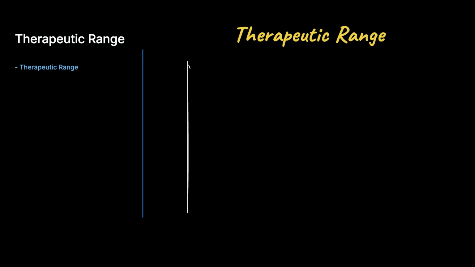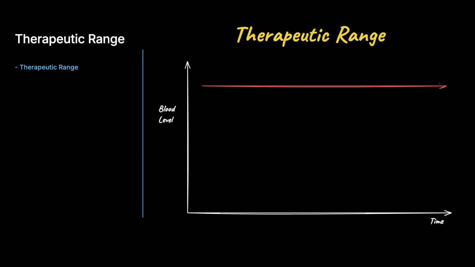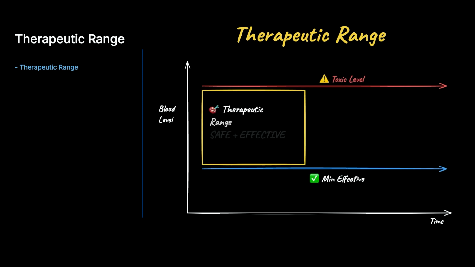Now let us explore the therapeutic range, one of the most important dosing ideas. Every medication has a sweet spot. We want the blood level to stay above the minimum effective concentration, where it actually works, but below the toxic level, where it causes harm. Staying between those points keeps the client both safe and helped.